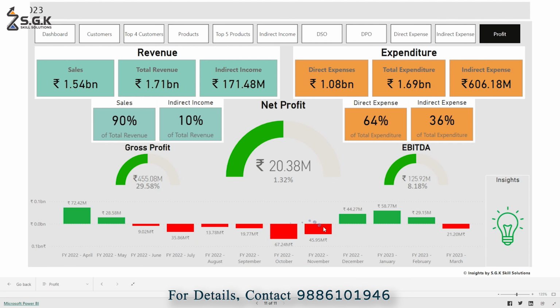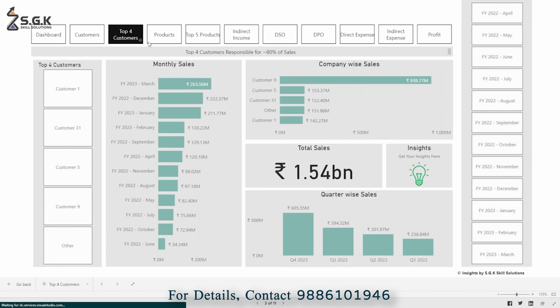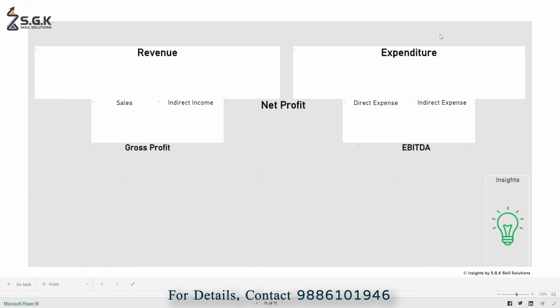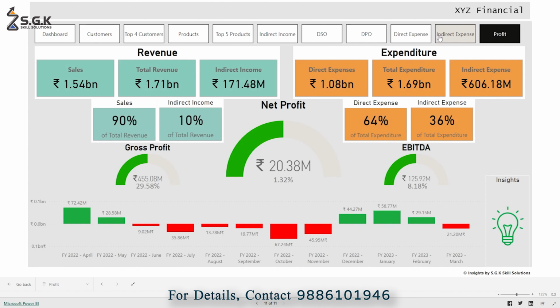We see a lot of red visualizations where in those months the net profit was not favorable, and here an improvement is required. We could also get this validated with top 4 customers where only customer 9 had a lot of dependency. Sales segmentation needs to be improved, product segmentation needs to be improved, was also validated for the fact that profit was heavily having a support of indirect incomes. This is something which was helpful for improving profits.